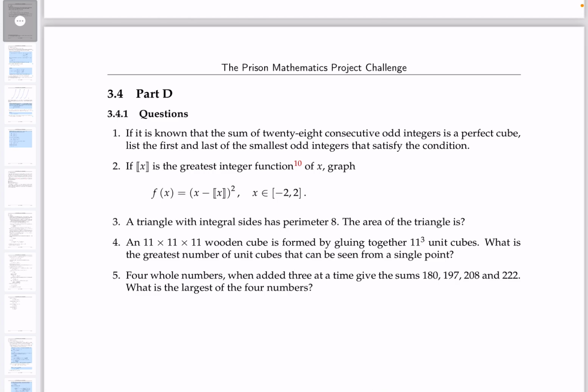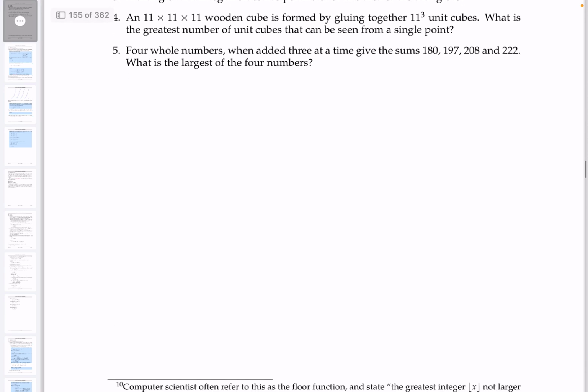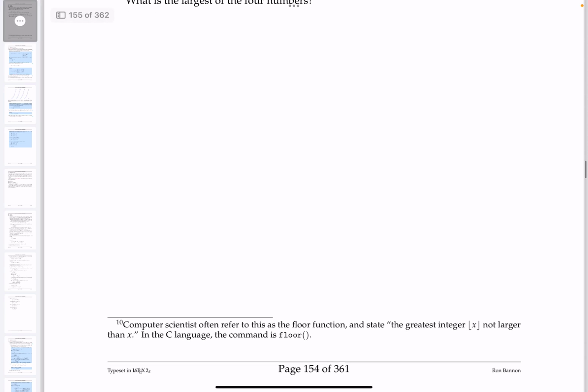All right, for number 2, it says this funny looking symbol over here is called the greatest integer function. And let's go to the bottom of the page. There's a footnote over there, and not everyone's familiar with that. But they say computer science often refers to it as a floor function. And that's typical, that we have floors to numbers.